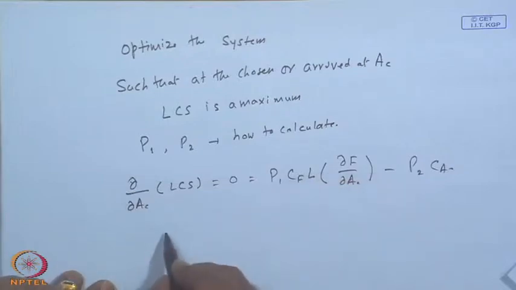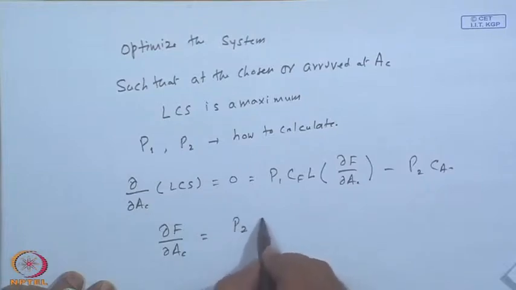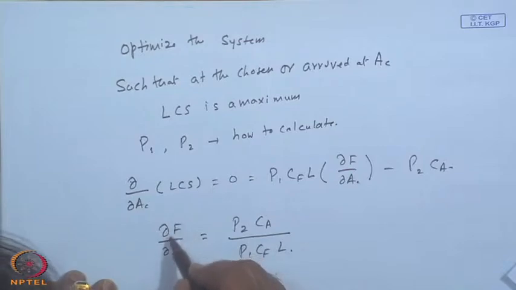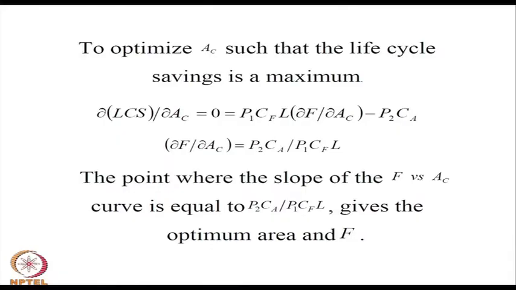Because that is the AC that differentiates with respect to the area that goes off, and the fixed cost does not give anything. So, from this you can find out DF by DAC will be P2 CA upon P1 CFL. So, if the slope of the solar load fraction with respect to area equals P2 CA upon P1 CFL, that point will represent either a maximum or a minimum. In the present context, it will be a maximum. One can easily verify that if you second differentiate it, it will be negative or just equal to 0.